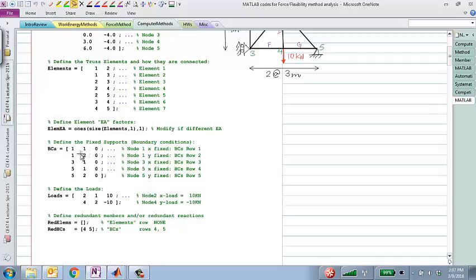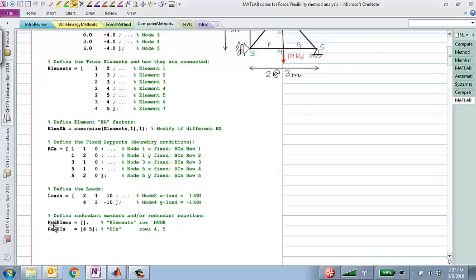Node 1 is fixed in the x direction, node 1 is fixed in the y direction, and node 3 is fixed in the x direction. Now node 5 is also fixed in the x and y directions. So I have 2 extra boundary conditions in this problem. I have exactly the same loads at node 2 and node 4 in the x and y directions, 10 and minus 10. And unlike the determinate truss, I have something extra here in the input file.